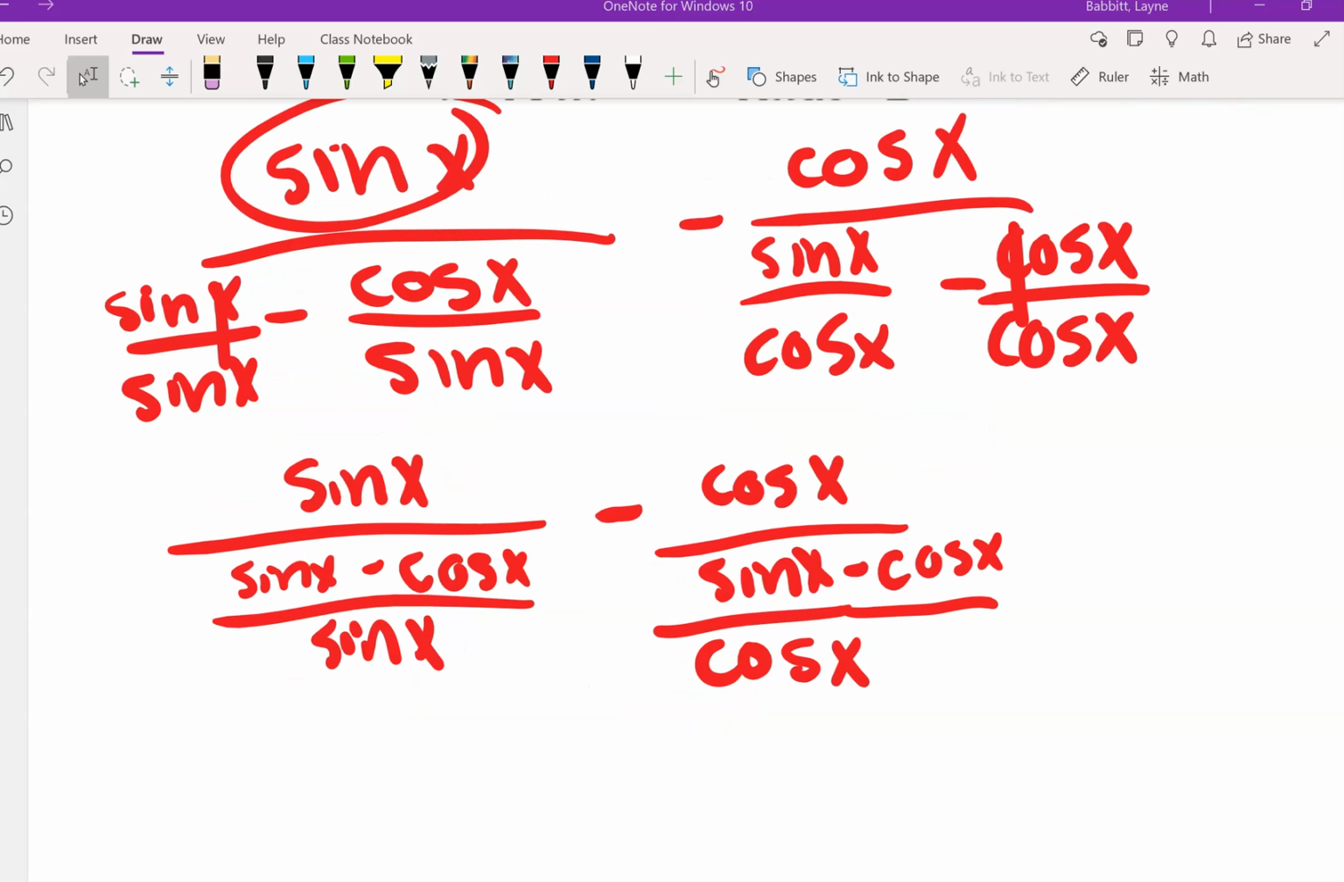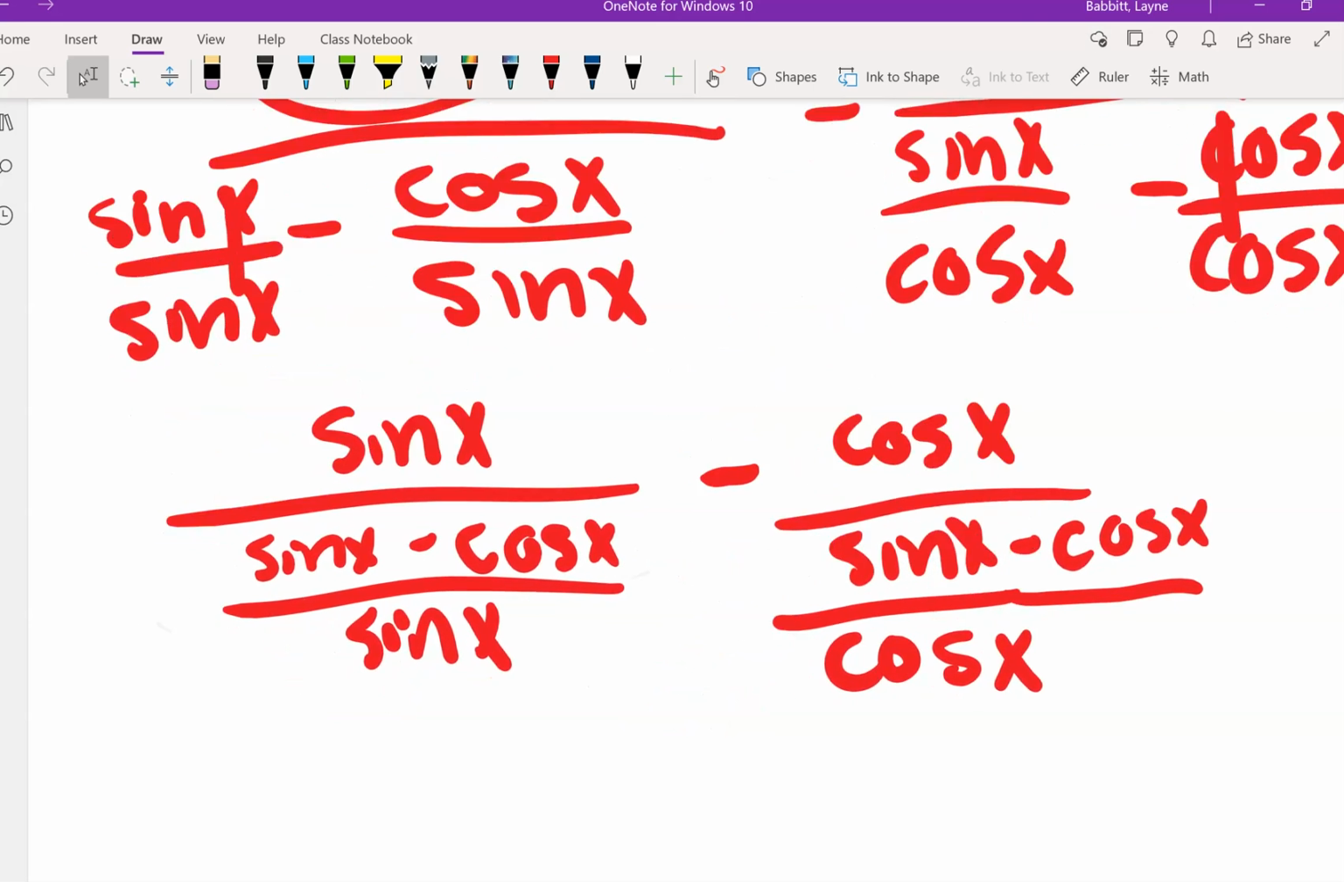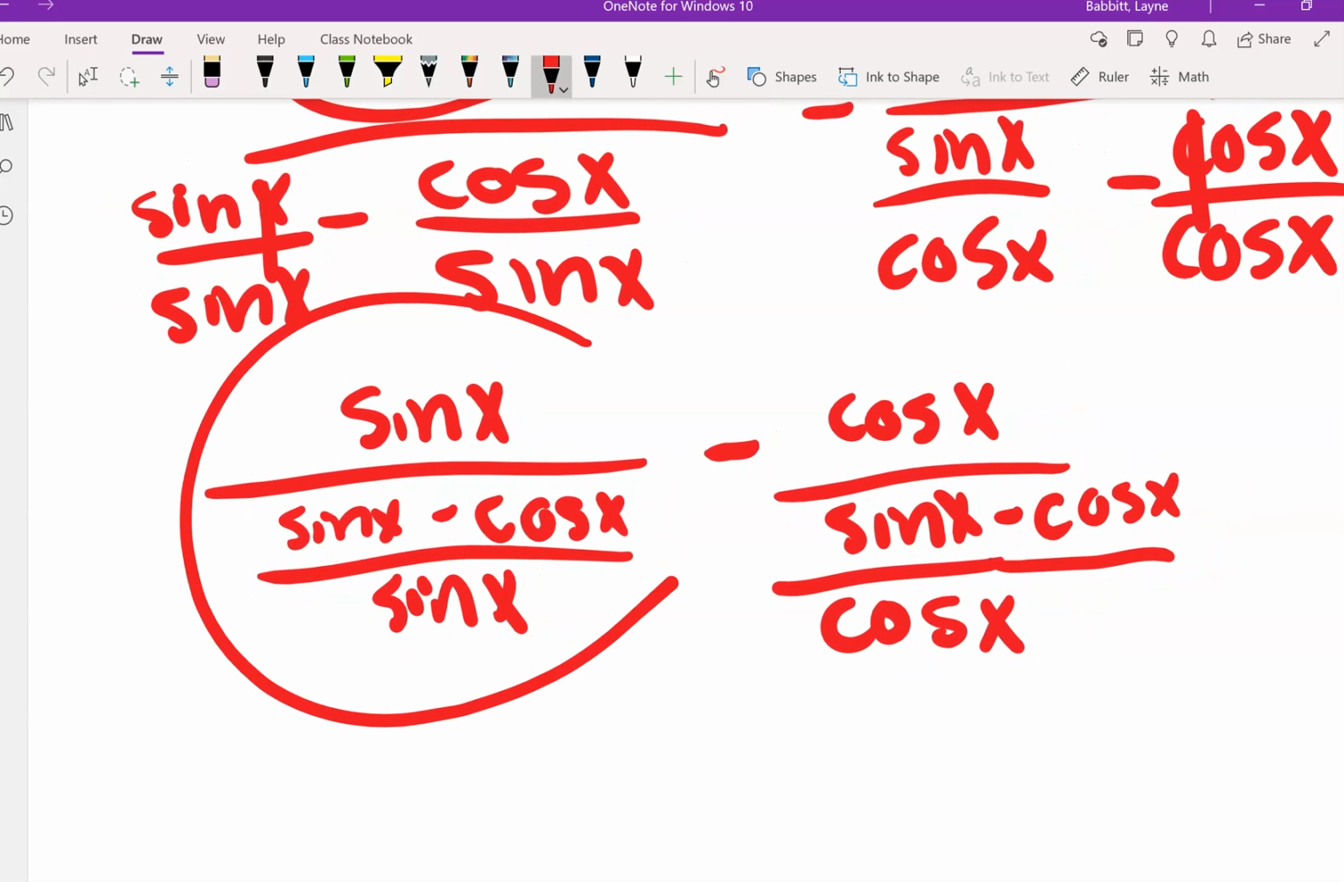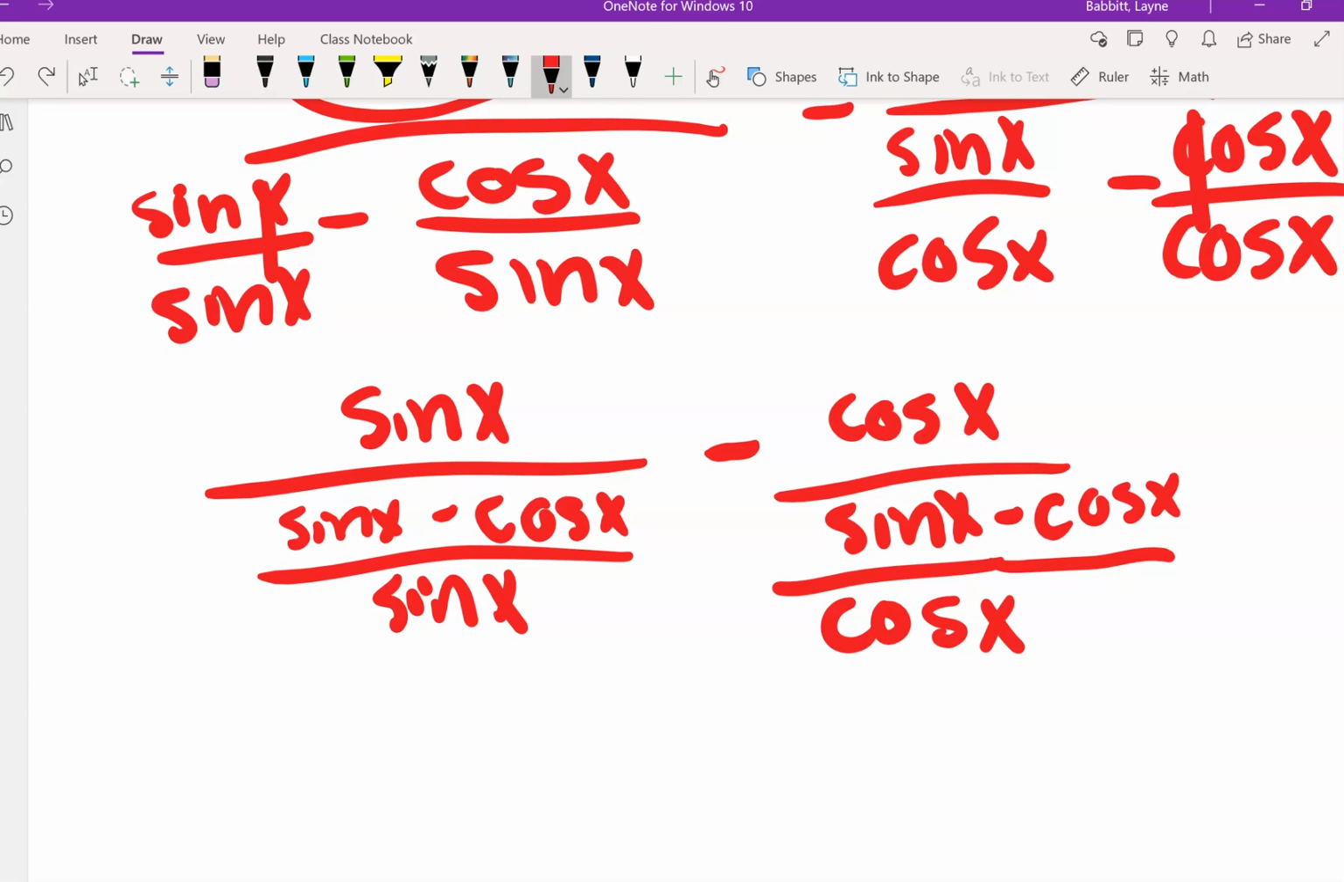I'm going to continue simplifying each of these individual fractions. So I'm going to simplify this. This is just a big division problem. So this right here is sine x divided by sine x minus cosine x over sine x.